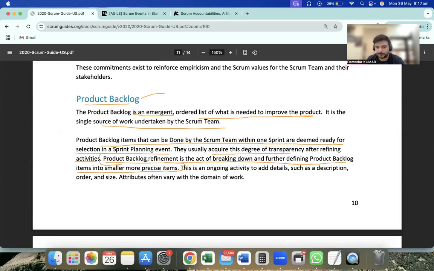So product backlog refinement, just remember, is the act of breaking down and further defining product backlog items into smaller, more precise items. This is an ongoing activity to add details such as description, order, and size. We'll come back to that, not to worry. Attributes often vary with the domain of work, not to worry.